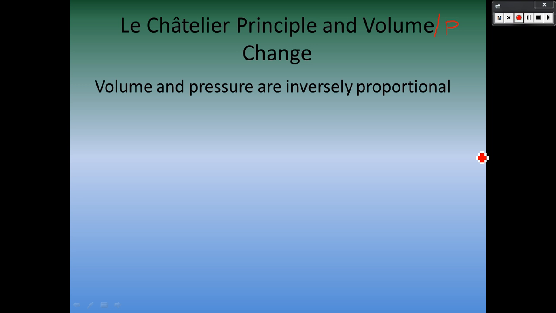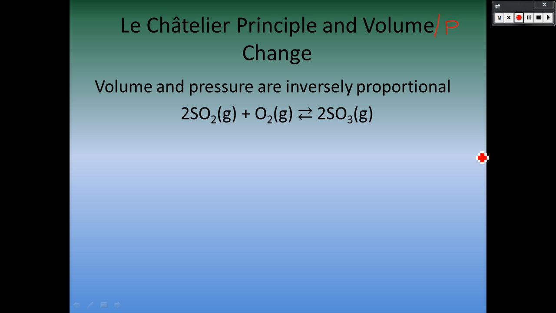Now, obviously, when we're talking about volume change, if we're talking about volume and pressure being inversely proportional, we're not talking about an open 250 milliliter beaker and then putting it into an open 400 milliliter beaker. That hasn't actually changed the volume of the substance any. All it's done is put it in a larger container. So we're talking about changing the volume of the substance.